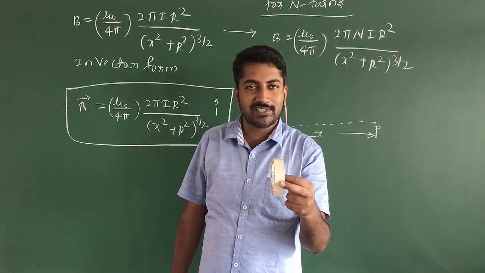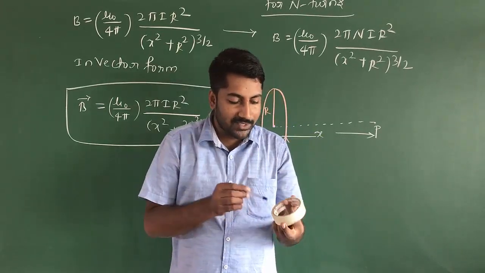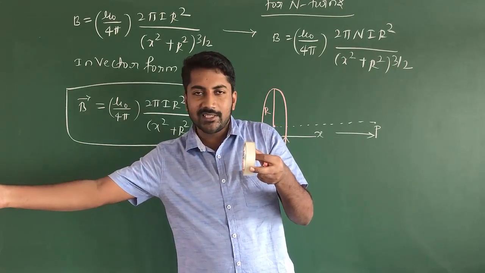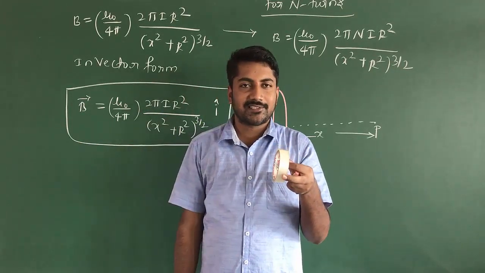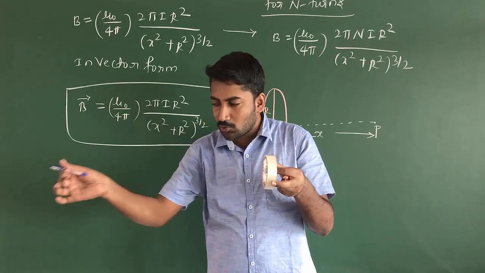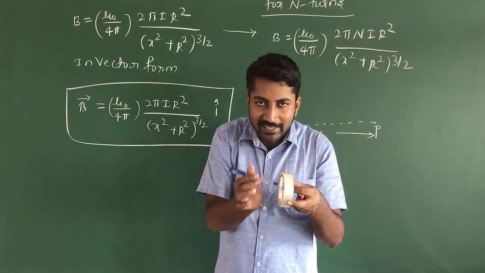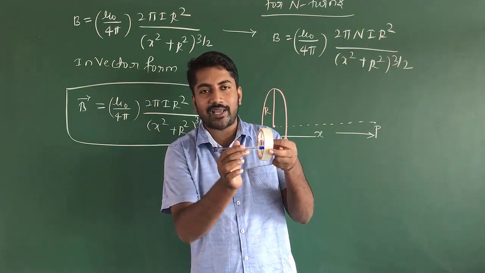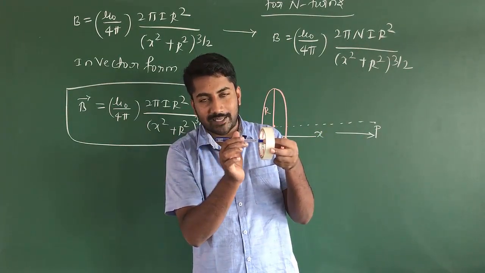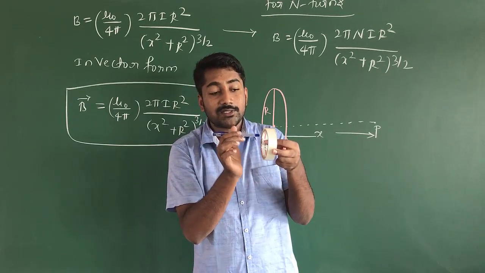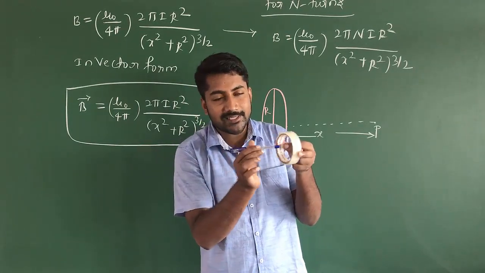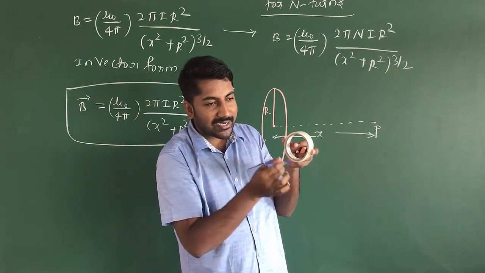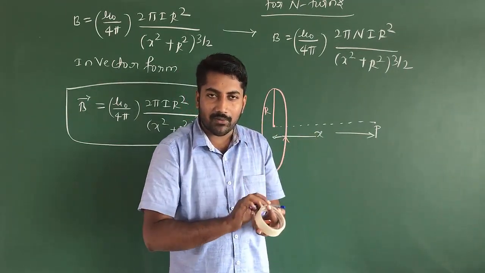It is a very simple concept and it is an imaginary concept. If the distance increases from the center of the coil, the magnetic field decreases. If the distance decreases towards the center of the coil, the magnetic field increases. At the center of the circular coil the magnetic field is uniform, and near the ends of the circular coil the magnetic field is non-uniform.